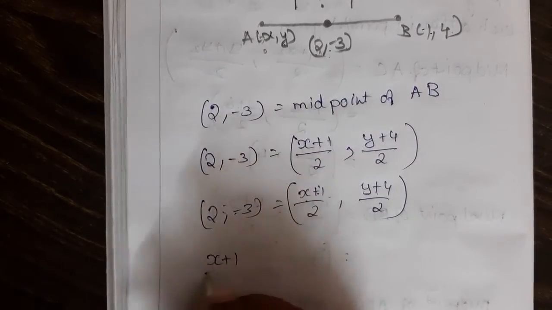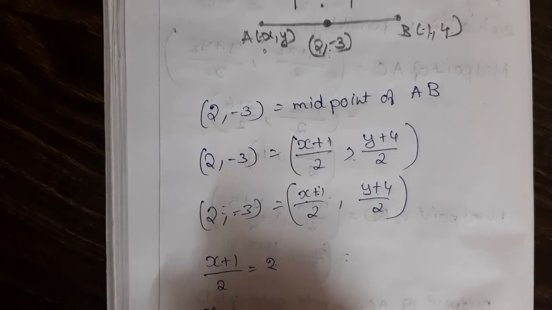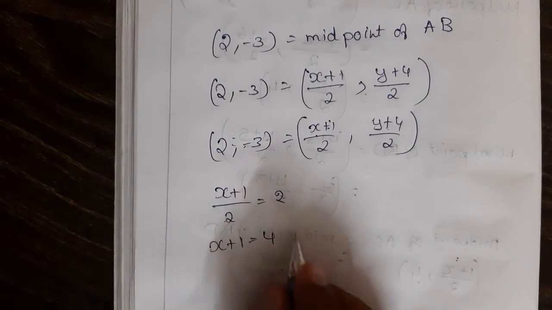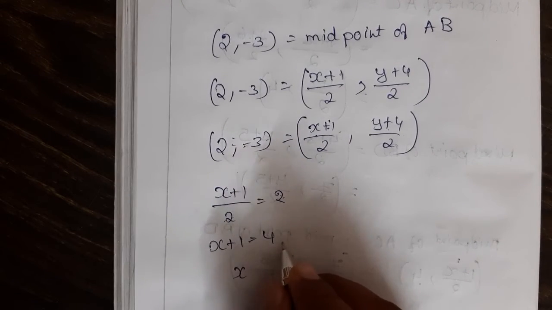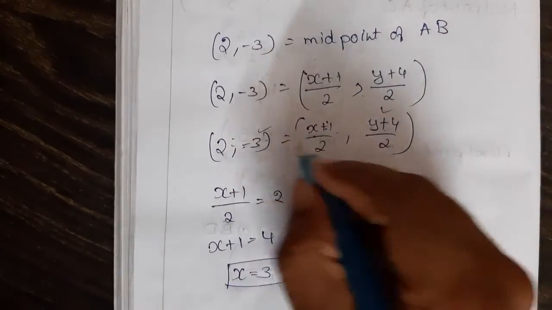So (x + 1)/2 is equal to 2. If you bring the 2 here, it will become multiplication. So x + 1 is equal to 2 into 2, 4. And if you take the 1 across, the subtraction, the x value is equal to 3. The same way, these two we can compare.